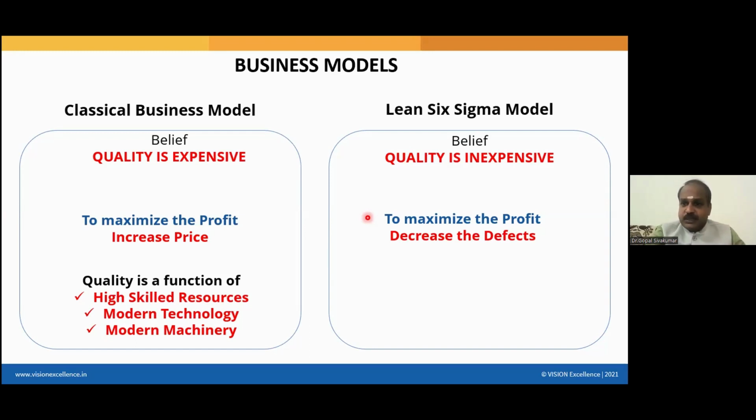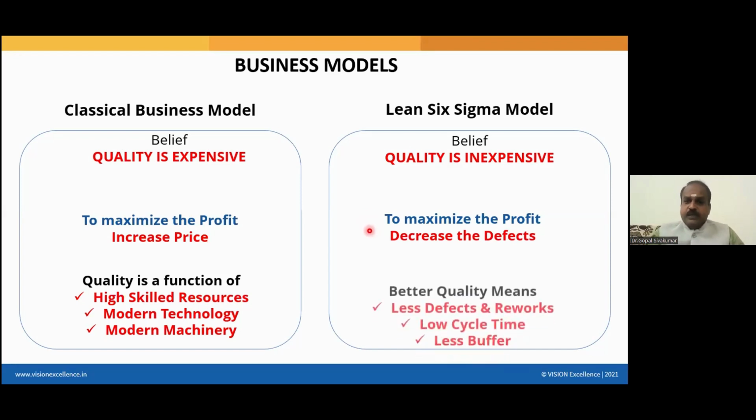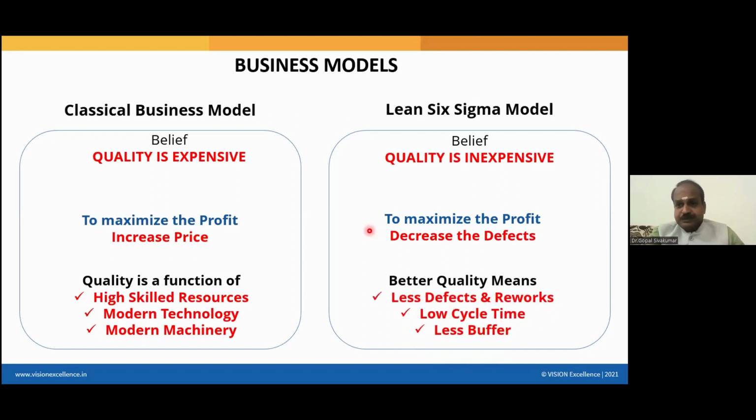Revenue is simple, right? You sell a product and revenue comes. But what is difficult? Achieving profit. So reduce the defect to maximize your profit. So this is the idea behind Six Sigma, right? And the companies who understand this, they respect the traditional philosophy of quality. Highly skilled resources are required, modern technology is required, modern machinery is required. But more than that, over and above, there has to be less defects, few defects, or no defects when you are actually producing a quality product.